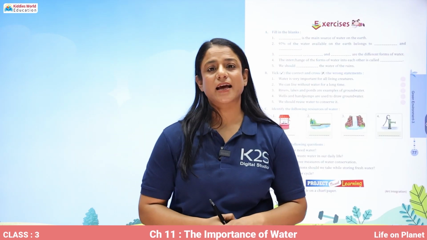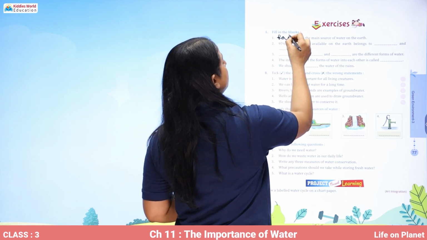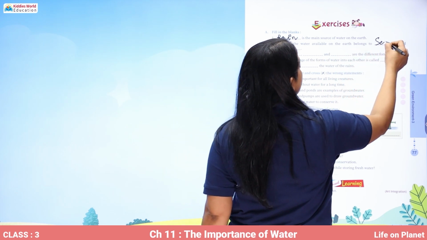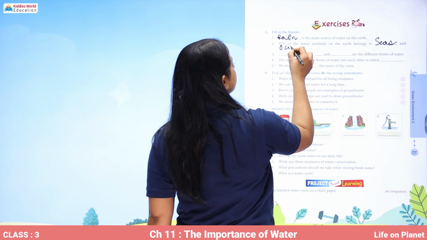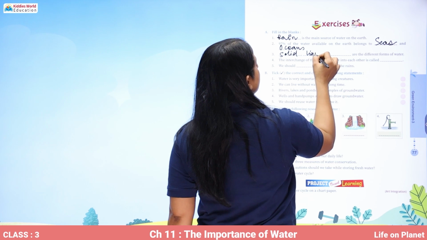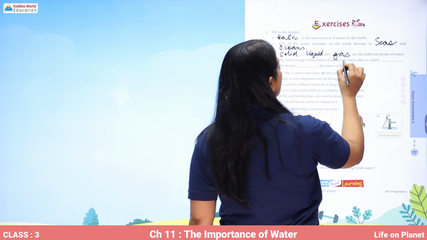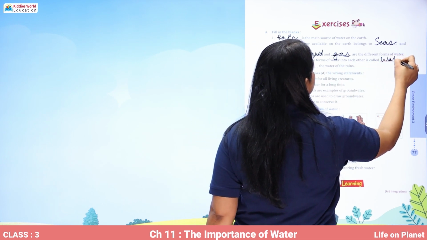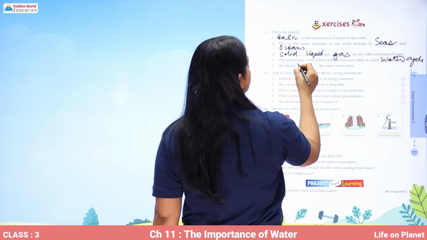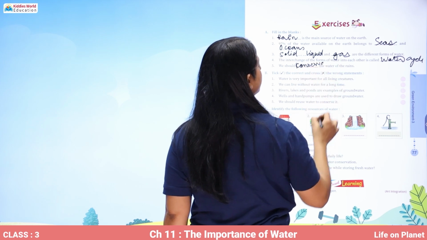Let's complete this exercise and see what we have learned today. Rain is the main source of water. 97% of the water available on earth belongs to seas and oceans. Solid, liquid and gas are the three different forms of water. The interchange of forms of water into each other is called water cycle. We should conserve or collect the water of the rains.